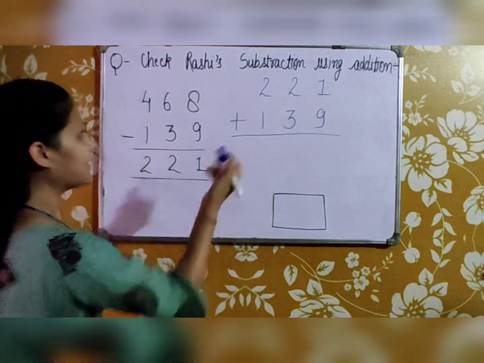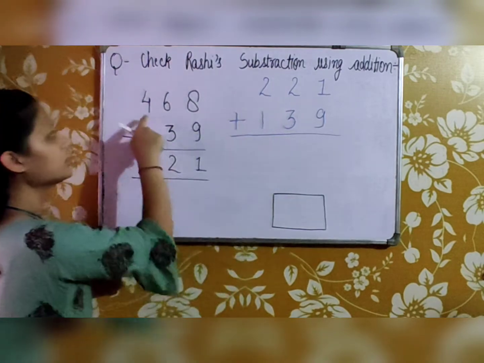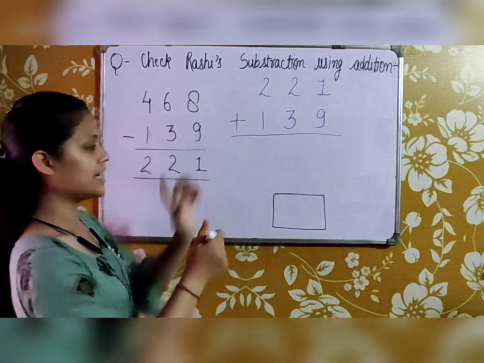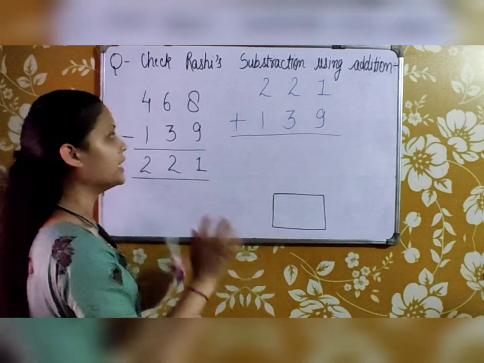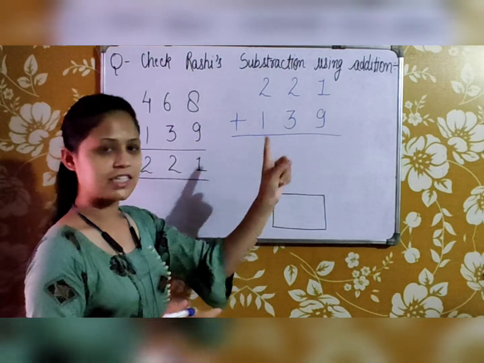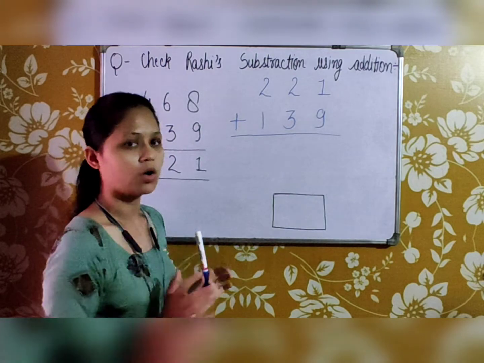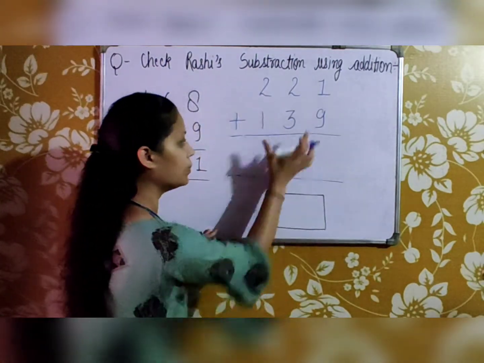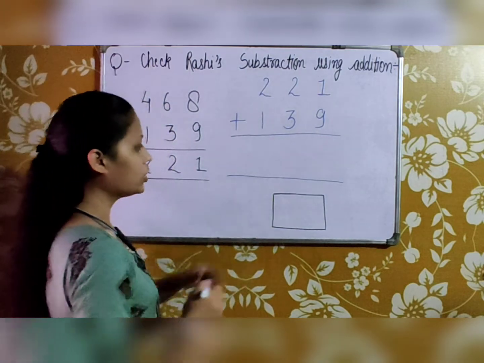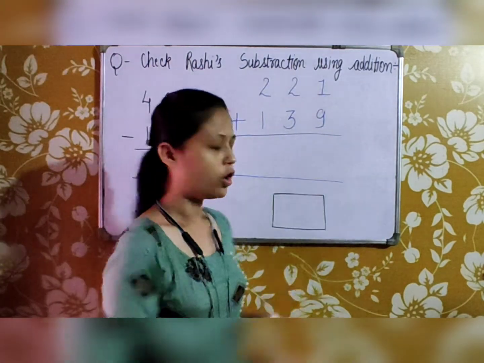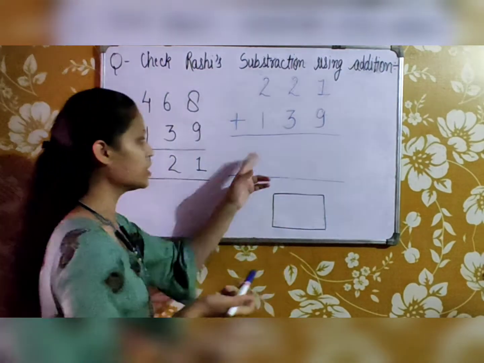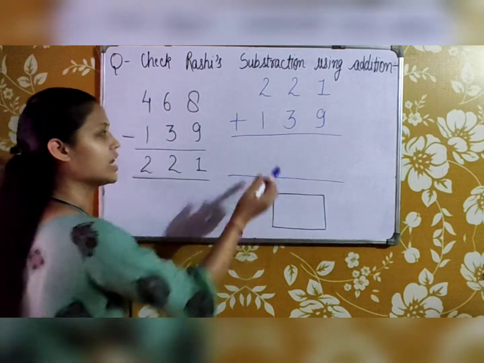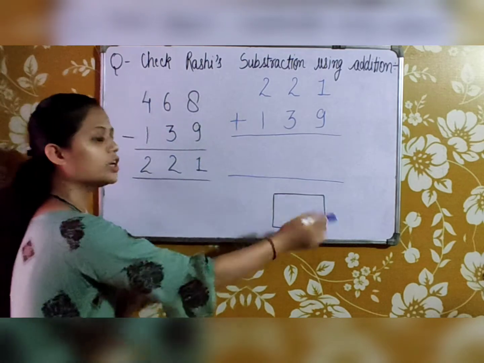When we add them, if the answer comes equal to 468, then it will be correct. But if the answer does not come 468, then it will be wrong. This box is given to you below. You will either tick here or cross here. If the answer comes exactly this, you will tick. If not, you will cross it.